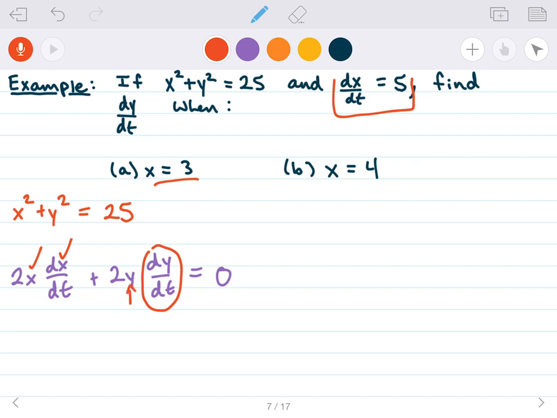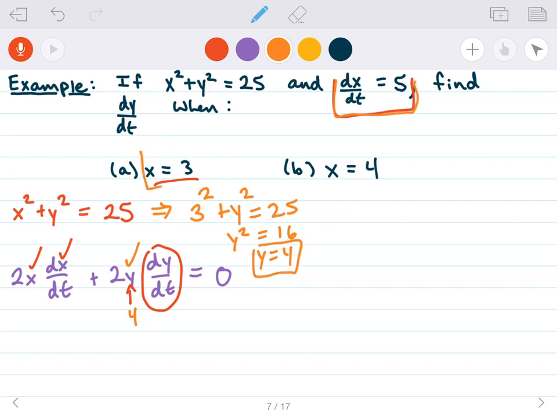Well, we're interested in what happens when x is equal to 3 first. To get y, I'm just going to plug in 3 into my relationship here for x. So when x is 3, what is y? That is our question here. If I subtract 9 from both sides, I get y squared equals 16, therefore y equals 4. All right, so 4 is going in there, and I have everything I need. I have y, I have dx dt, and I have x.